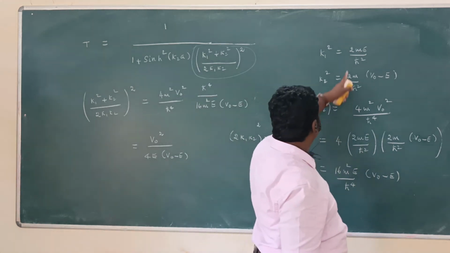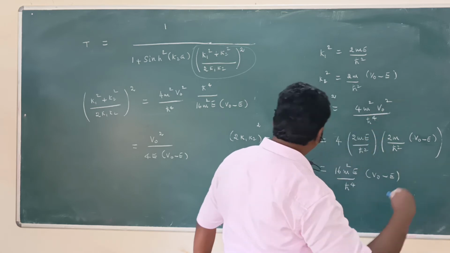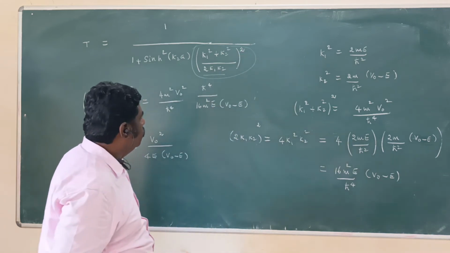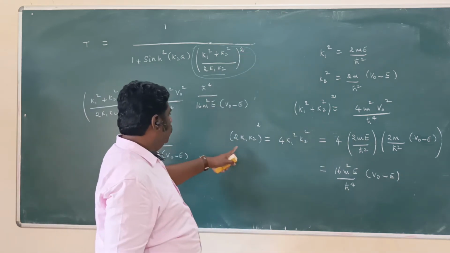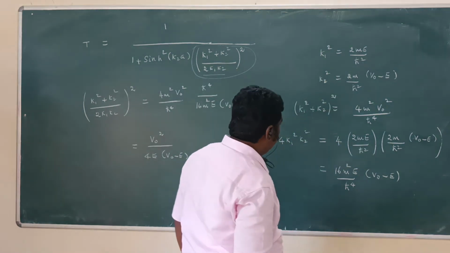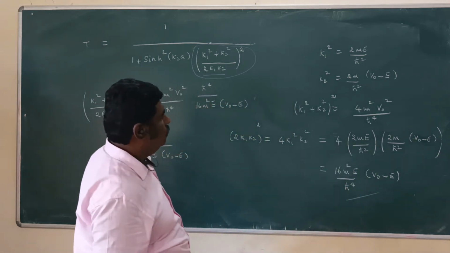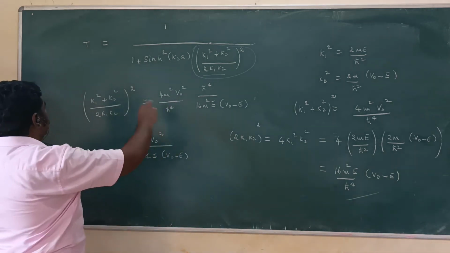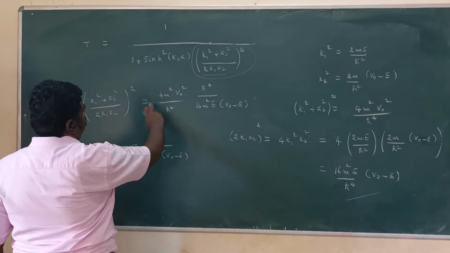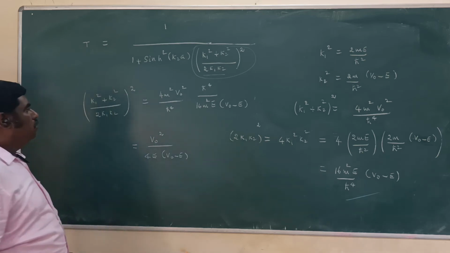This is already known to you: 4m square V0 square by h cross power 4. Then (2 k1 k2) whole square is equal to 4 into k1 square k2 square. If you make the multiplication, you can get 16 m square E divided by h cross power 4 into (V0 minus E). So (k1 square plus k2 square) whole divided by (2 k1 k2) whole square is equal to this. I have substituted the value and simplified. You can get V0 square divided by 4E into (V0 minus E).